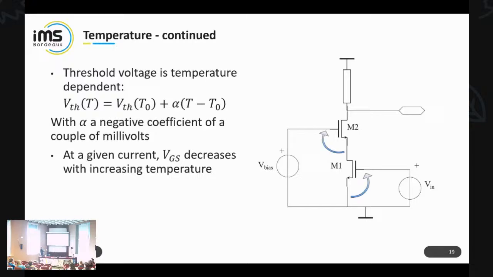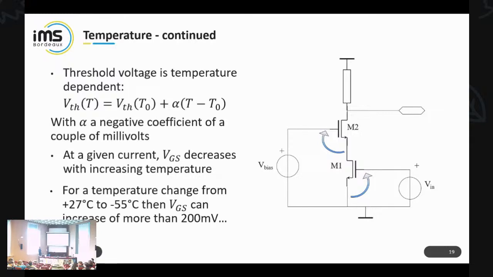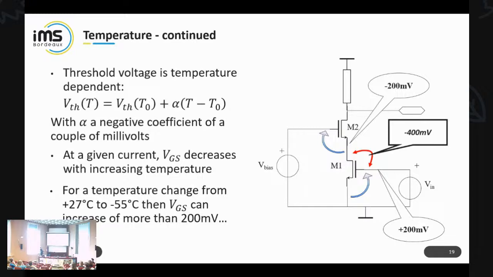So this voltage will change. If this one is connected to a band gap, this one will not change, but this one will change, and this one will change also. So we can see that it will change dramatically. If we got a jump from plus 27 degrees Celsius to minus 55 degrees Celsius, then with alpha at negative 2 millivolts per degree, we have minus 200 millivolts from this VGS and plus from this one, which means that this transistor got 400 millivolts of drop between its gate and its drain.